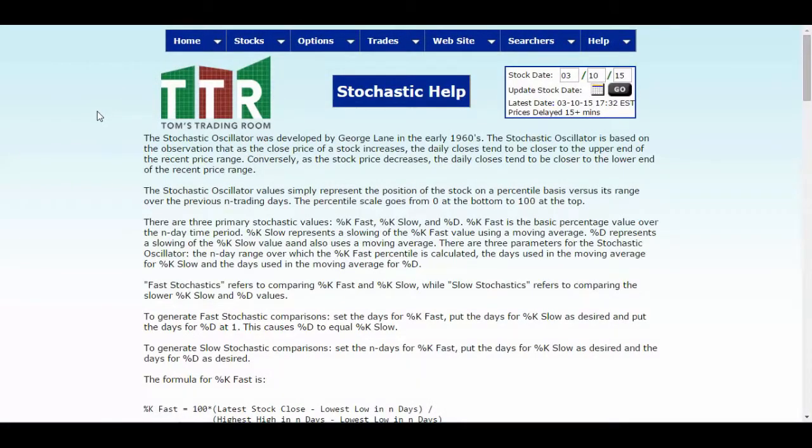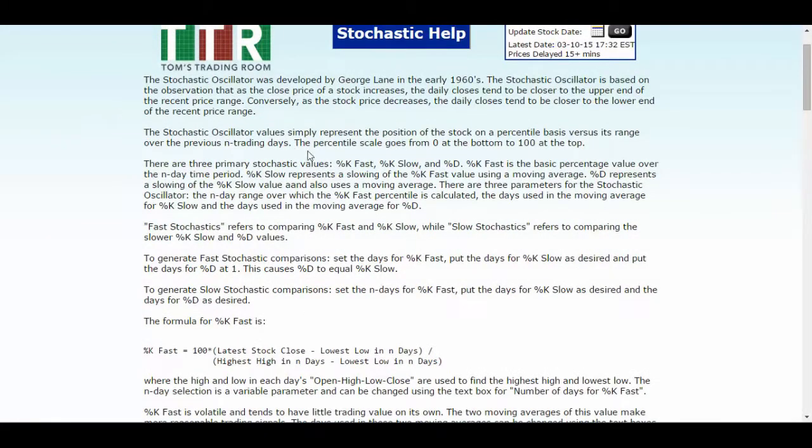We're going to click on help and bring up a tutorial on what the stochastics are, when they were created, who created them, and basically it's a momentum indicator comparing the underlying closing prices to the price range over a specific amount of time. There are three primary stochastic values as listed here: percentage K fast, percentage K slow, and percentage D. I'm going to refer to these stochastic values as lines, as when we plot them on the chart they look like basically moving average lines.